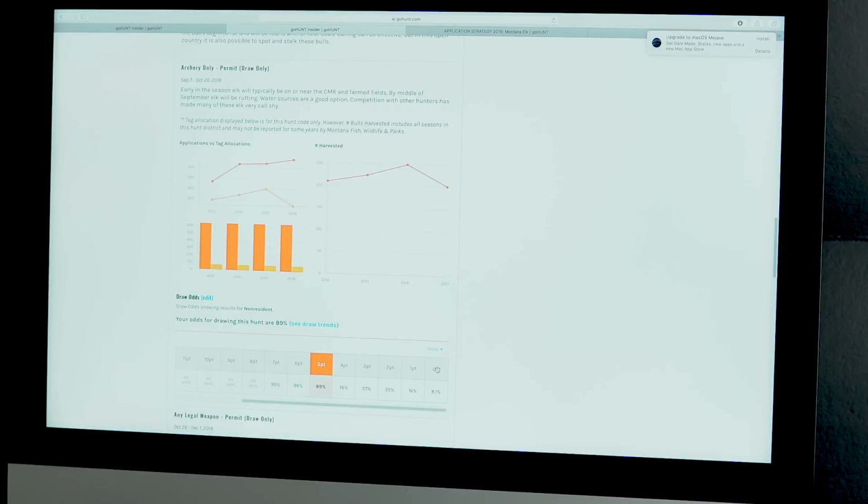Most of the other units that you've heard about, the Bear Paws, unit 380, some of those units that produce consistently mature elk are going to take a lot more points to have any chance of drawing.